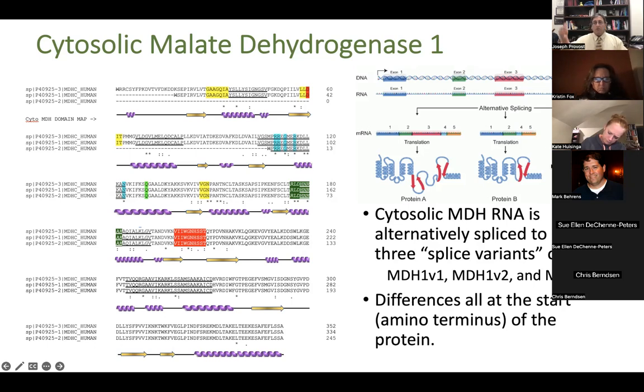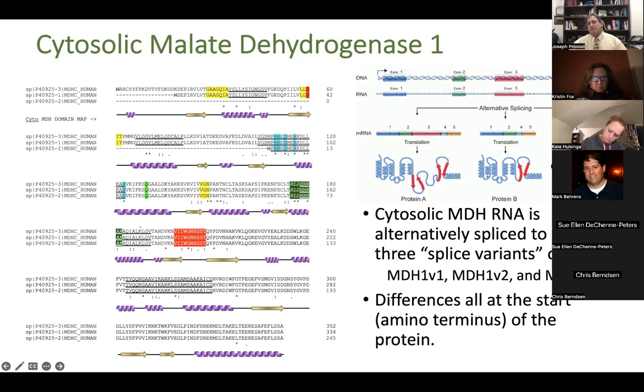And then we also use that to turn around and make a shorter, canonical version, or MDH1. So we now have MDH3 and MDH1 sequence verified, active, well expressed, each with, of course, a His tag and the TEV site after that.